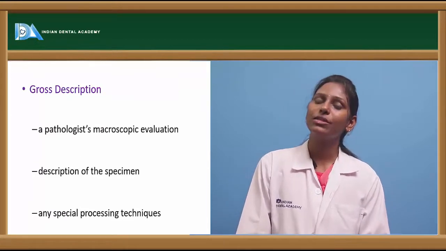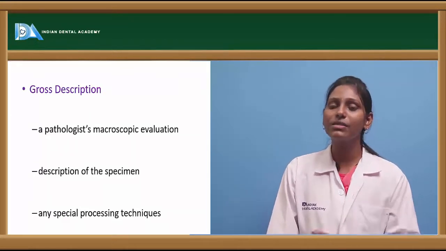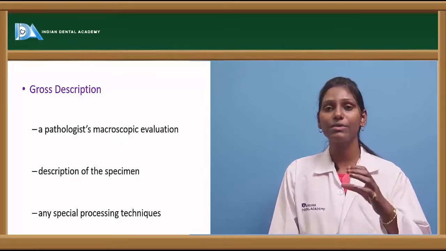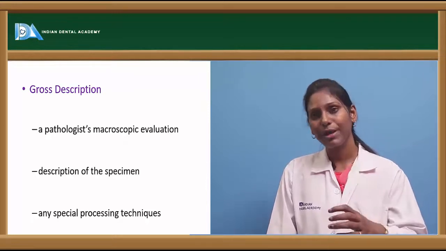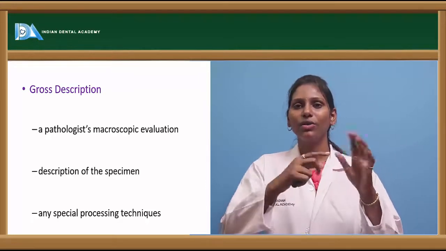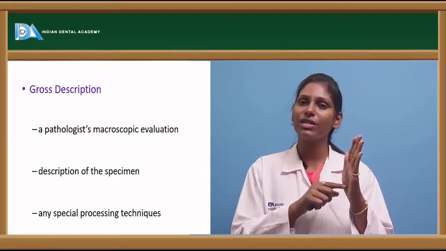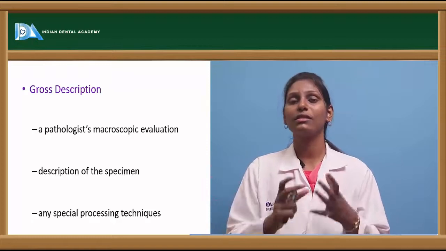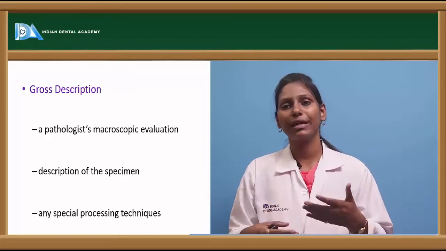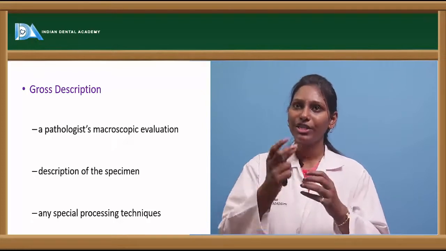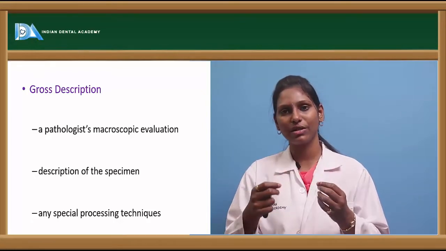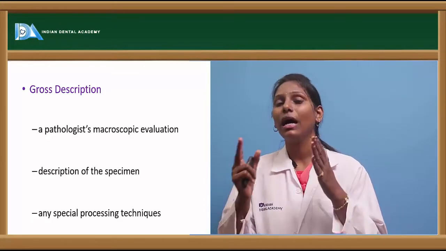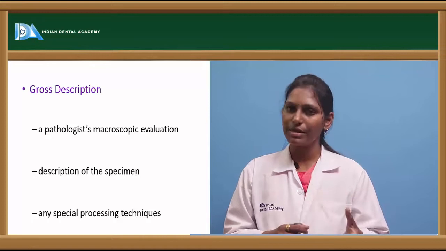And then the gross description. Gross description is nothing but the pathologist's macroscopic evaluation: the color of the lesion, the size of the lesion, the size of the biopsy specimen that has been given, and the color of that biopsy specimen. They nicely put two scales like this and measure the amount of tissue that has been given. If there's 2 by 2 centimeter of tissue given, we write that, along with the color, and whether the lesion has any papillary structures present on its surface. All this comes under the macroscopic evaluation, the gross description.